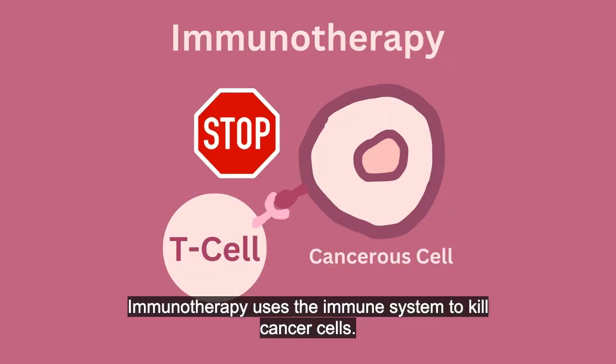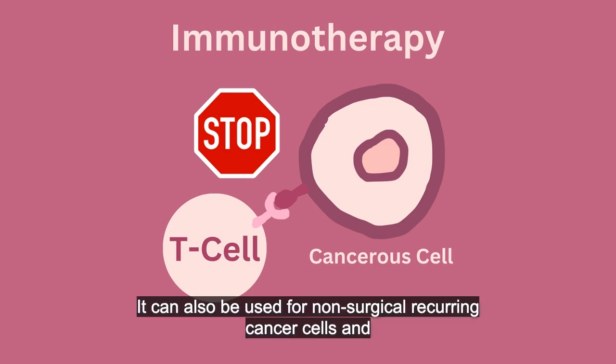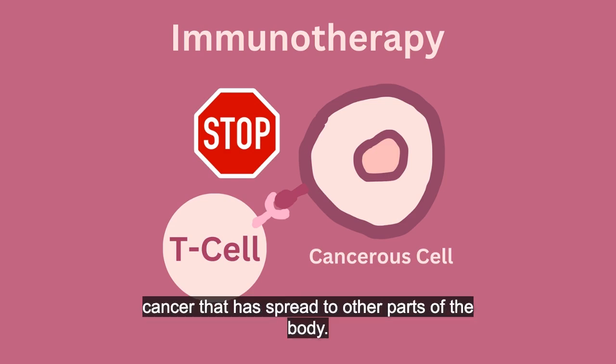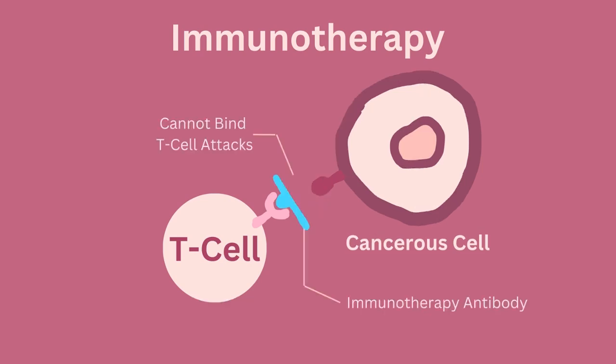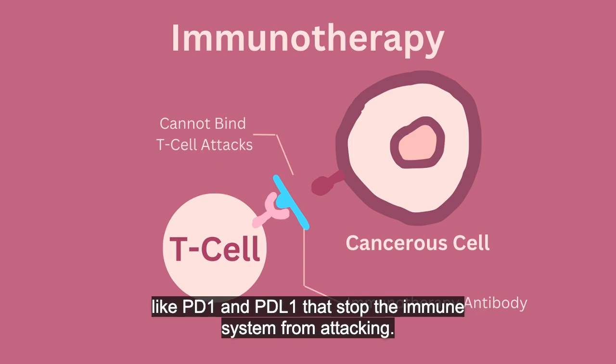Immunotherapy uses the immune system to kill cancer cells. Immunotherapy can be used before or after surgery for stage 2 or 3 breast cancer. It can also be used for non-surgical recurring cancer cells and cancer that has spread to other parts of the body. A specific form of immunotherapy is checkpoint inhibitors that block proteins like PD-1 and PD-L1 that stop the immune system from attacking.